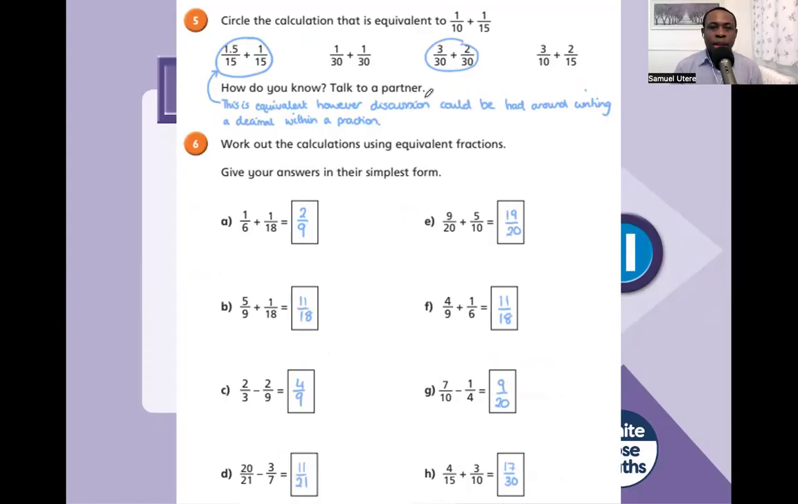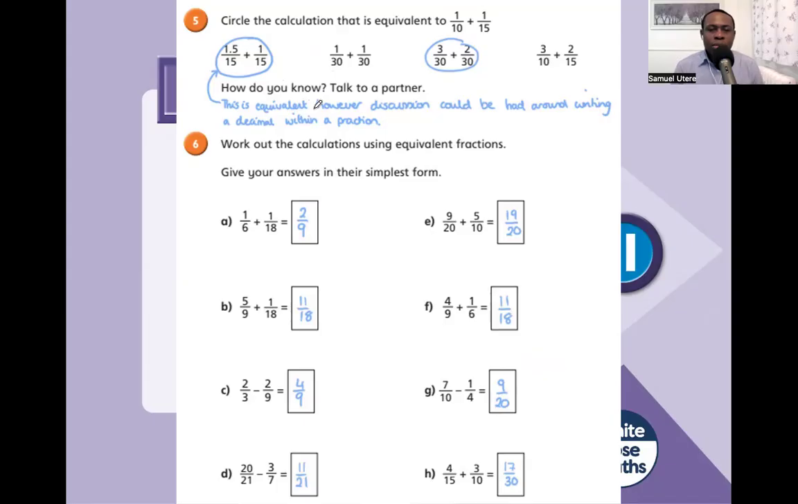So here you're being asked to circle the calculation that is equivalent to 1/10 plus 1/15 plus 1/15. Now, you may be wondering why we have circled 1.5 over 15 plus 1 over 15. Well, you can see that none of the other calculations are equivalent, because in order to keep this the same, we have to use 1.5. So 1.5 times 10 is 15. And then remember, whatever you multiply the denominator by, you have to multiply the numerator by that number as well. But we wouldn't really need a decimal point in the numerator of a fraction.